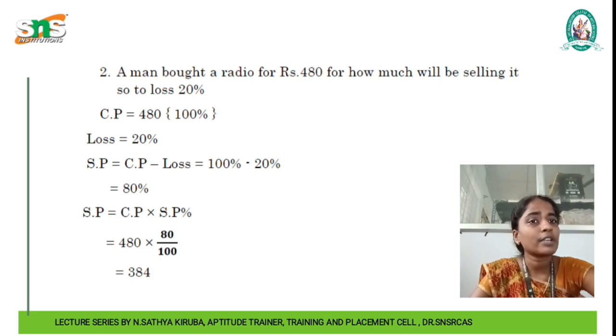A man bought a radio for rupees 480. For how much should it be sold to make a loss of 20 percent? Cost price is 480. Cost price is always 100 percent, as I told you earlier. Selling price is cost price minus loss, so 100 percent minus 20 percent. It is sold for just 80 percent. Now we know cost price into selling price percentage, that is 480 into 80 by 100. Your radio is sold at rupees 384.